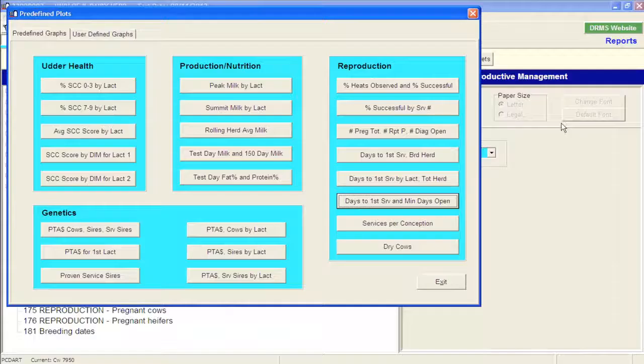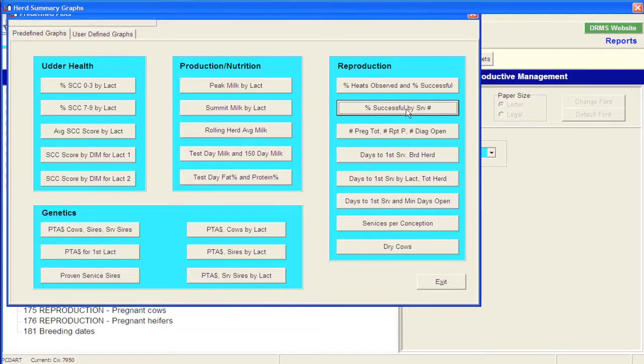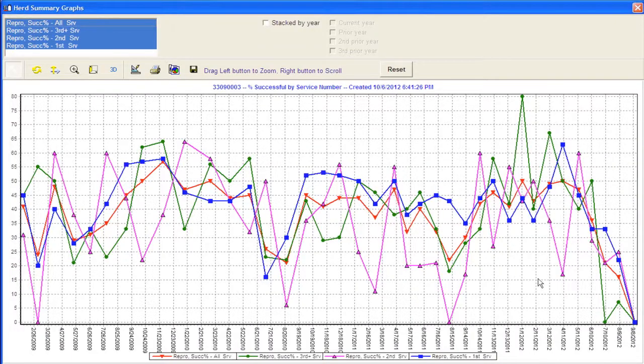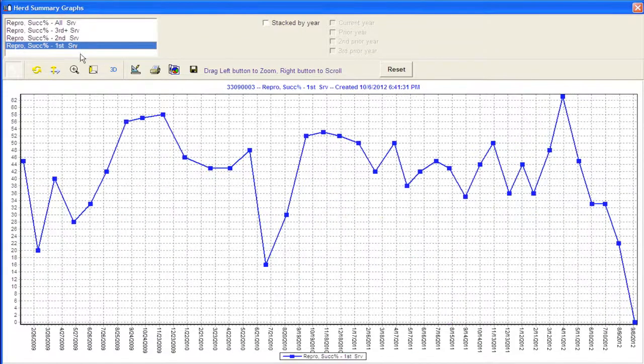Close that one down. Another chart that I might look at is percent successful by service. You can see that's a little bit up and down, but you can select this off and just go to first service, to see where we're at on first service conception rate. You can see some ups and downs. It's a smaller herd, so there's going to be some variation because you might have only a few cows bred each month on a first service. But if we look over the last year, it looks like it's been pretty good, running up in that 40% range.